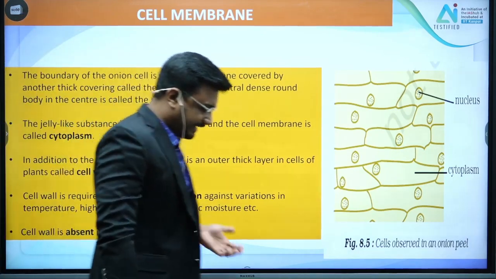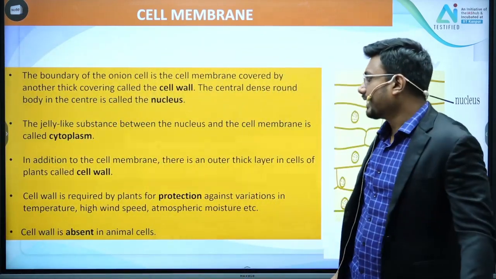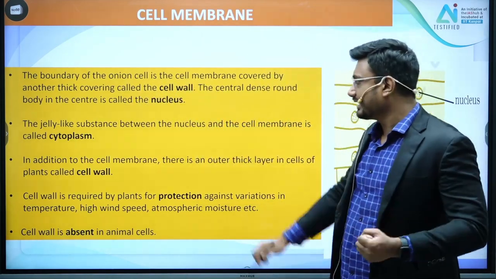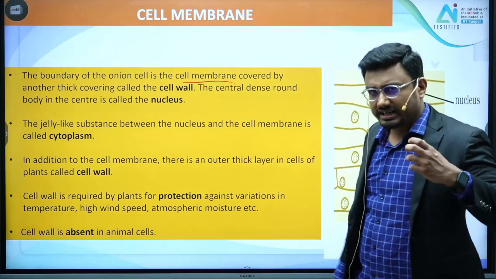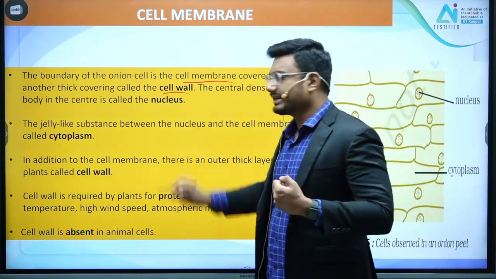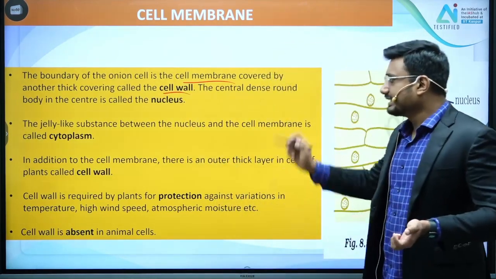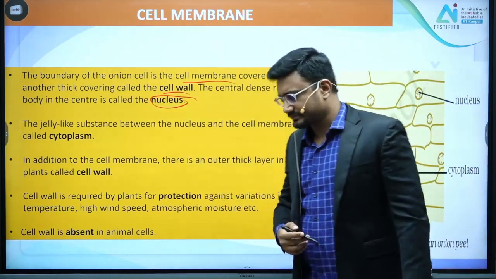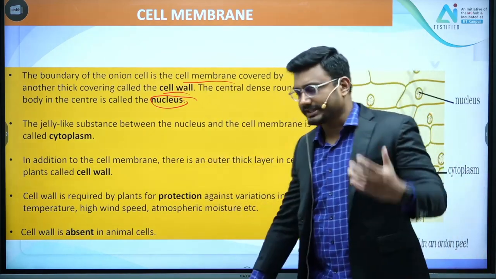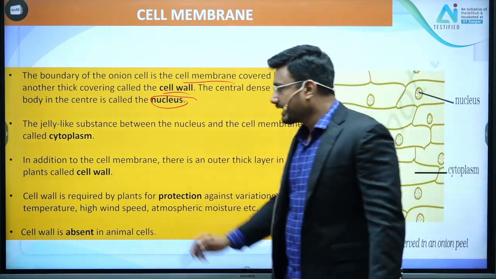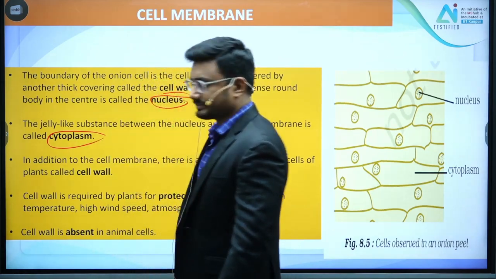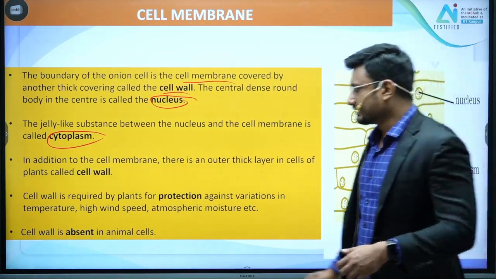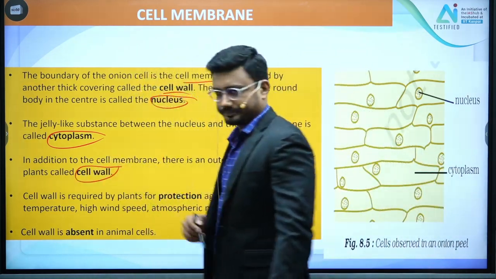Cell membrane. Let's understand this part of the cell now. The boundary of the onion cell is the cell membrane, which is covered by another thick covering called the cell wall. The central dense round body in the center is known as the nucleus. The jelly-like substance between the nucleus and the cell membrane is known as the cytoplasm.